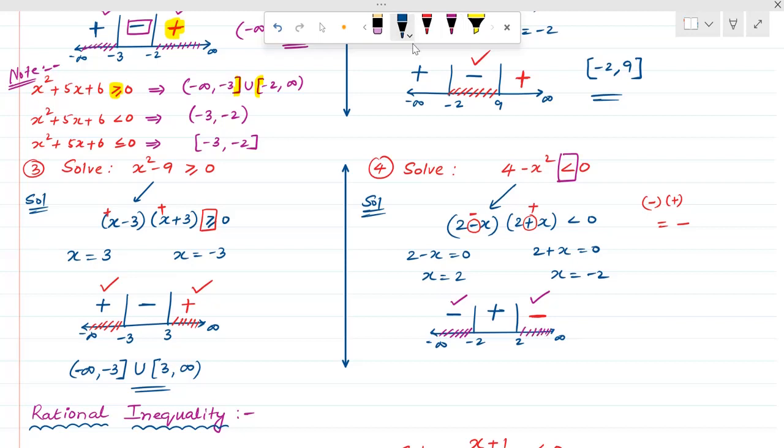So I will write the solution: minus infinity to minus 2. Since it is not equal, therefore it is open. Union 2 open comma plus infinity. That's it.